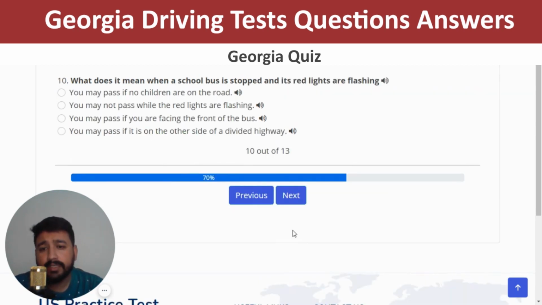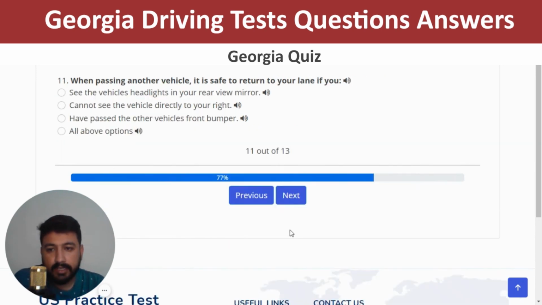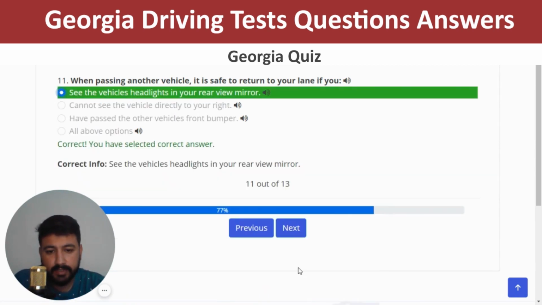And next. What does it mean when a school bus is stopped and its red lights are flashing? So the right answer of 10th question is you may not pass while the red lights are flashing. So I'm going to click on the second option. Correct, and next. 11th question is when passing another vehicle, it is safe to return to your lane if you cannot see the vehicle directly to your right. So second option. So the right answer of 11th question is see the vehicle's headlights in your rear view mirror. So first option, right? And next.